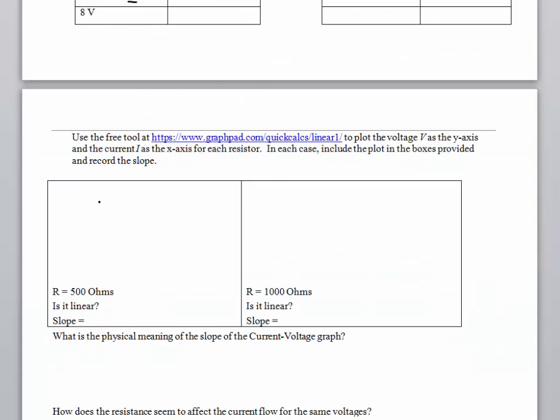And when you graph those, please do put voltage on the y-axis and current on the x-axis right here. And all I'm going to have you do is take a look at the slope of these. We're going to have voltage versus current. Does it look linear? Record what the slope is for each one of these. And let's just talk about the slope.